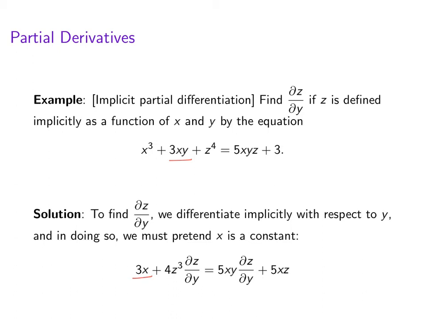Next, we'll differentiate z to the fourth. That turns into 4z cubed times dz by dy. The dz by dy is there because of the chain rule.